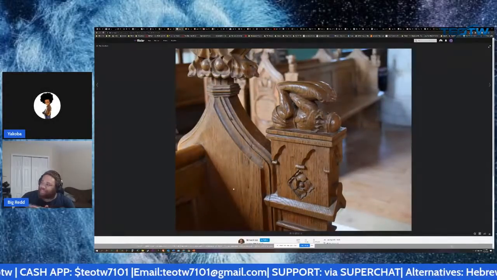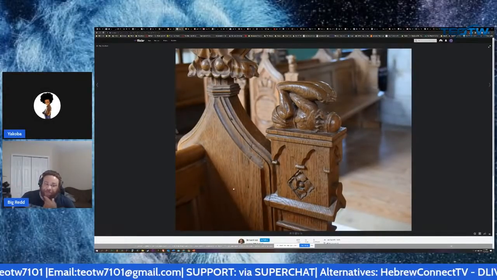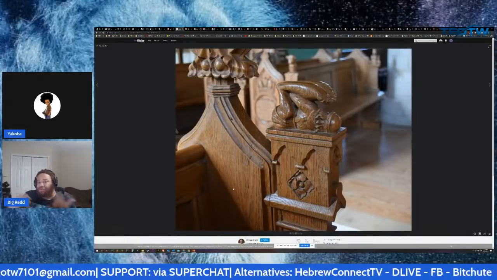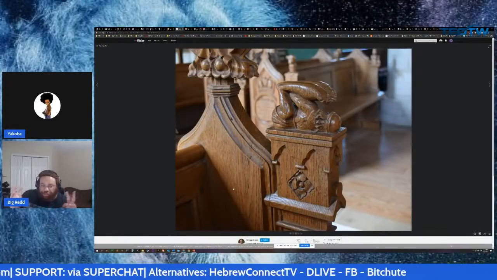Exactly. This is, again, another one of those cathedral buildings, a so-called church, that was built by these old Christians.